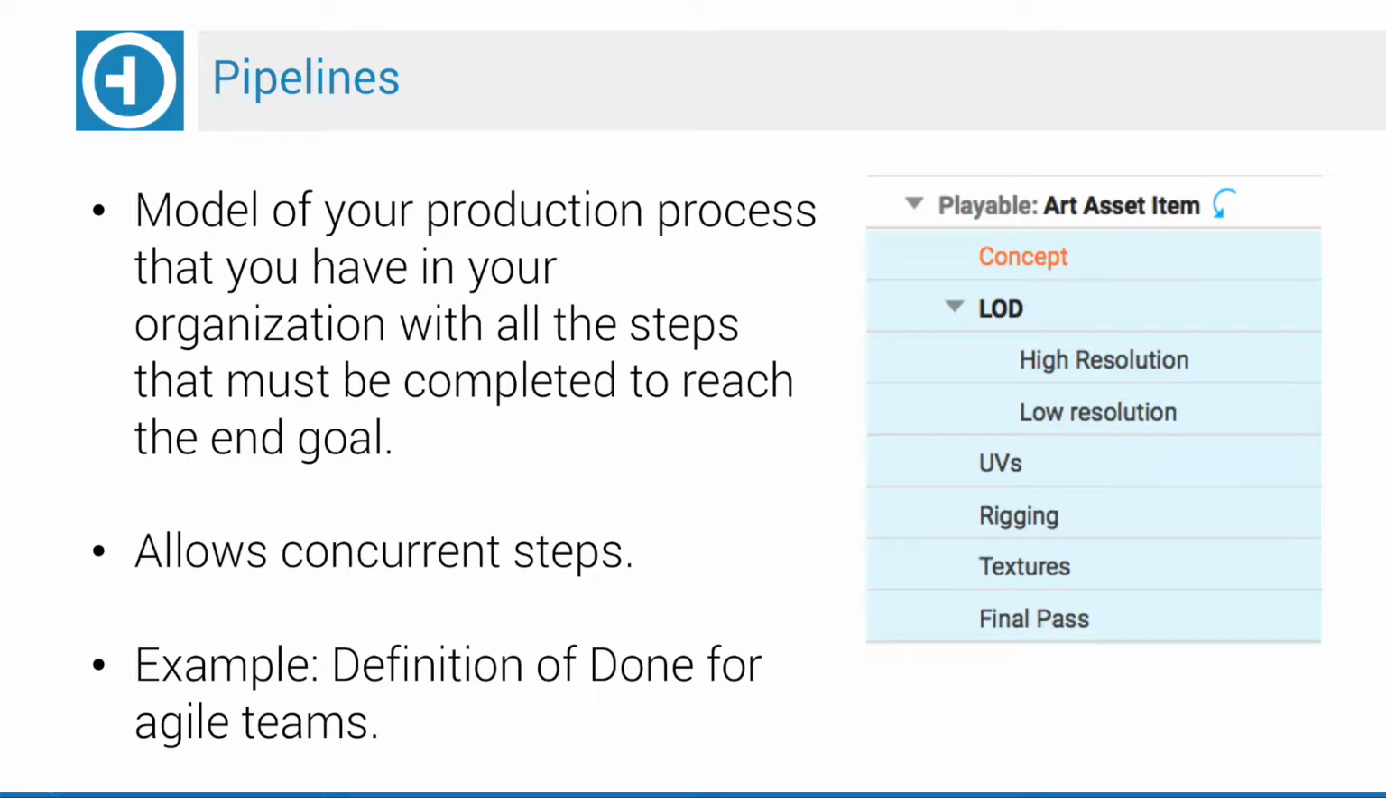Pipelines are a model of your production process that you have in your organization, all the steps that must be completed to reach the end goal, but it can be modeled to allow concurrent work. It is often used to define a definition of done for agile teams.